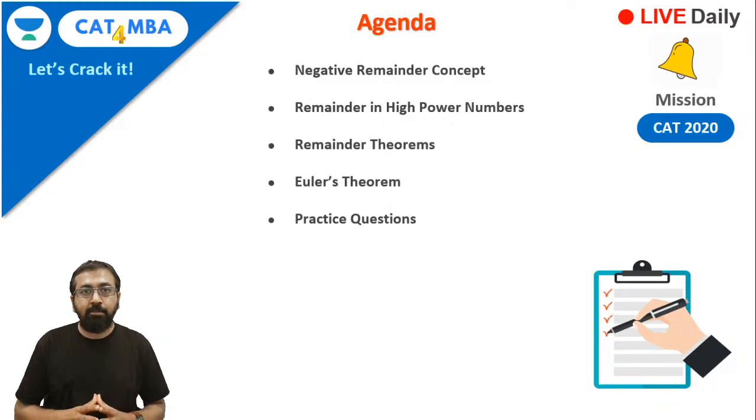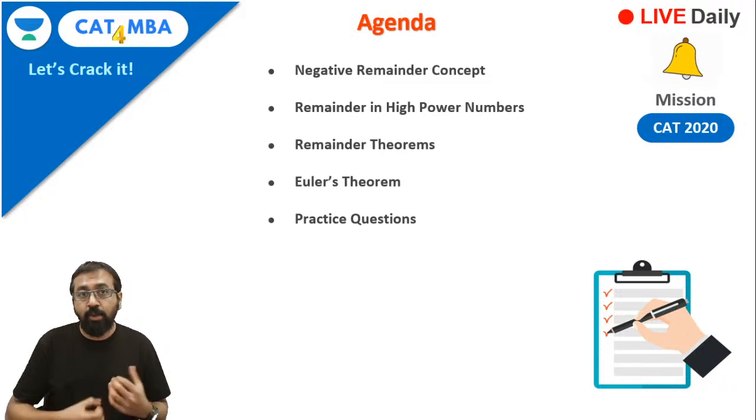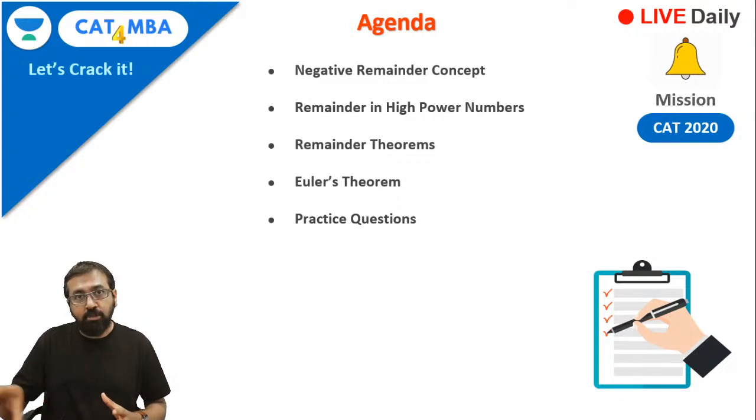Right, now let me quickly brief you about the agenda of this session. So we are going to discuss the negative remainder concept. Remainders we understand, but what is a negative remainder? It's a very useful concept. Then we'll look at some high power remainder questions, which are very frequent in the CAT exam. If you look at the past 7-8 years of CAT paper patterns, you will always find about one question related to remainders. And we'll look at various remainder theorems using which we can quickly solve the questions. We'll also look at one important theorem, Euler's theorem, which is related to numbers. And then we'll look at remainder theorems related to Euler's function and we'll practice some questions as well.